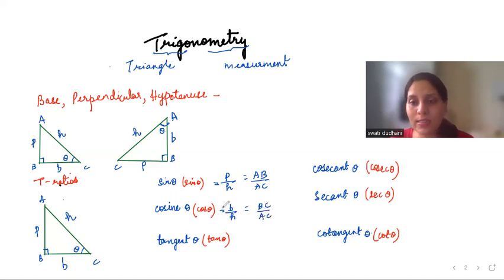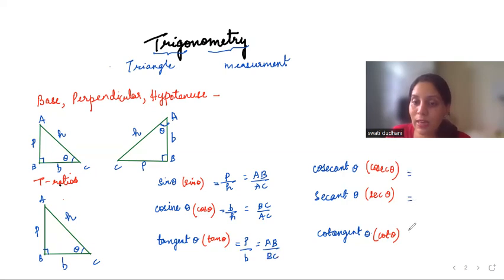So it's very easy to remember. You just need to remember sine and cos. Hereafter, I'll tell you how to do the rest. Now, tan theta is basically sine by cos. So H in P by H over B by H gets cancelled. It is P by B, which means AB by BC.